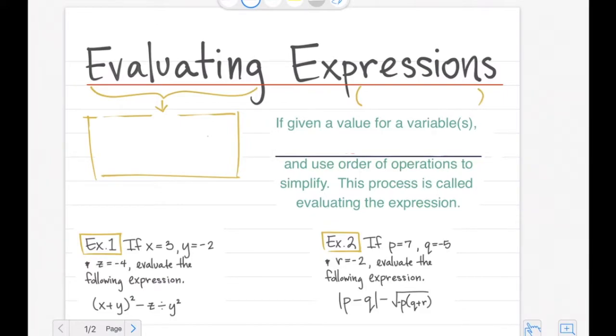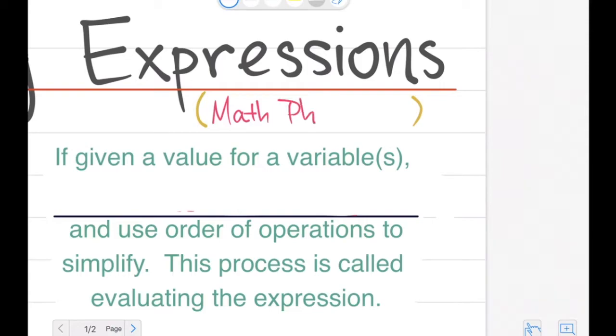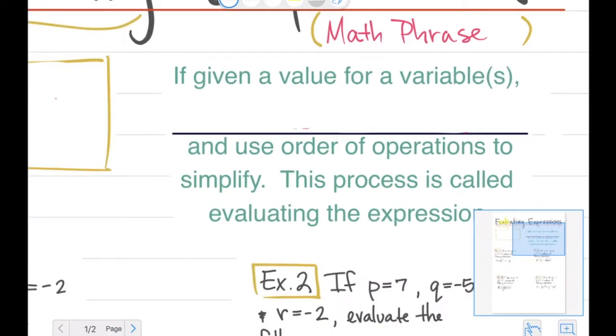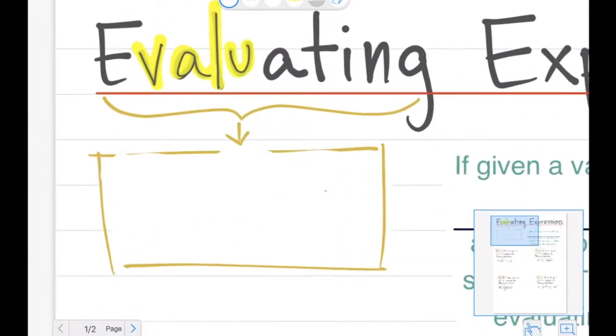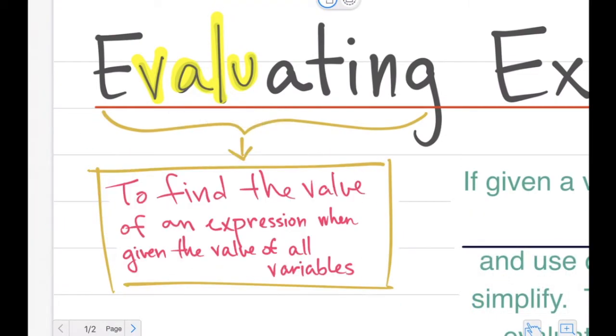Okay, we're going to talk about evaluating expressions. I want you guys to notice the word evaluating and specifically the part where it says value. That's going to help you remember what evaluating expressions means. Remember, an expression is a math phrase as opposed to an equation where you're going to have an equal sign. So back to evaluating. Evaluating an expression means that you're finding the value of that expression when you're given the value of all the variables.